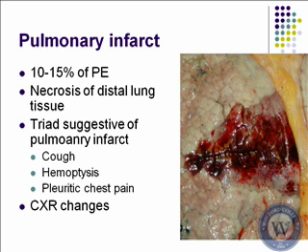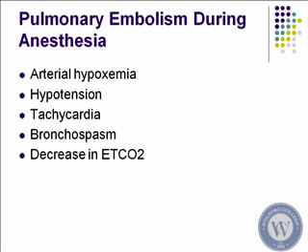Okay, this is what actually an infarct looks like. You can see the wedge resection. All the blood supply to that lung is basically gone. As a consequence, that area became necrosed, and the person developed severe cough, hemoptysis, and pleuritic chest pain.